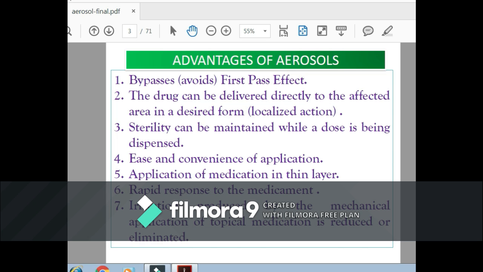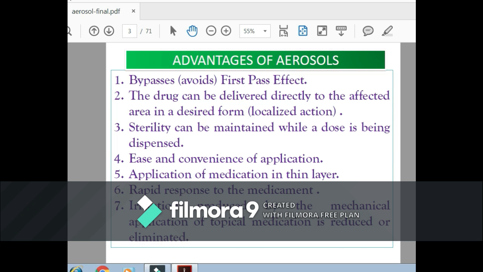When we are applying aerosols, we just have to press the upper top button of the aerosol. That's why it is very easy and very convenient compared to tablets, compared to other types such as intravenous dosage forms.